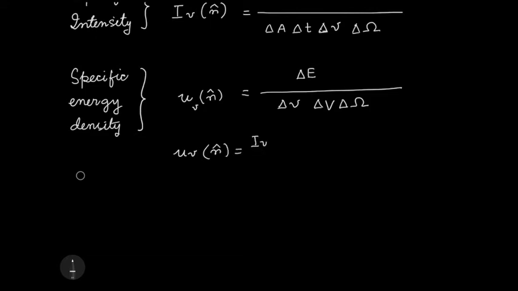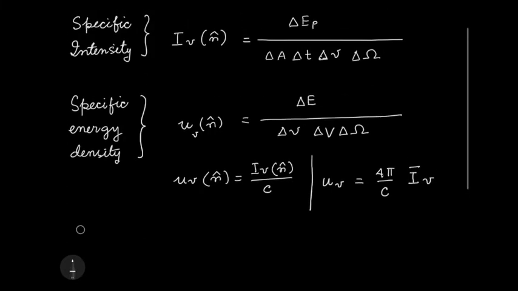These quantities are related. U nu n cap is I nu n cap by c. And if you consider U nu integrated over all directions, that is related to the average specific intensity, average over all directions. So these are the relations that we learned last time.